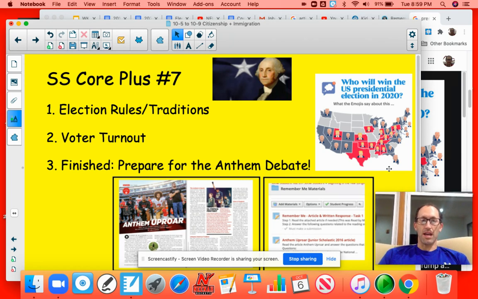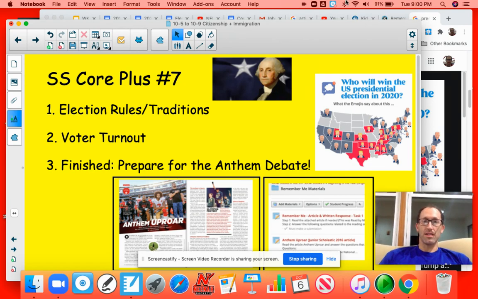This lesson builds on top of that. As we more closely approach November, some of the things that you're probably thinking about are: what are some of the election rules? What are some of the traditions or things that commonly happen in an election? What do we define voter turnout as? And a whole lot more.